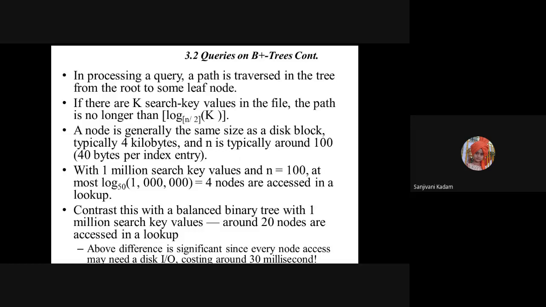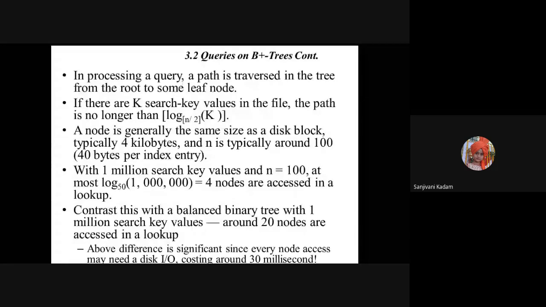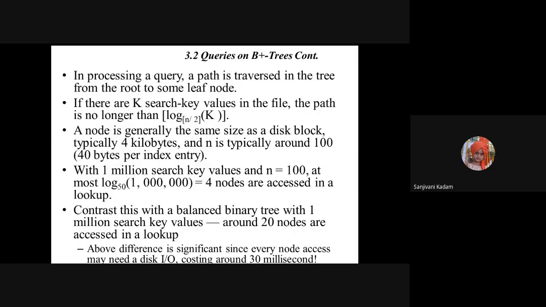So a node is generally the same size as a disk block, typically 4 KB, and n is typically 100, that is 40 bytes per index entry. So these are some standard sizes. With 1 million search key values and n equal to 100, at most about 4 nodes are accessed in a lookup.